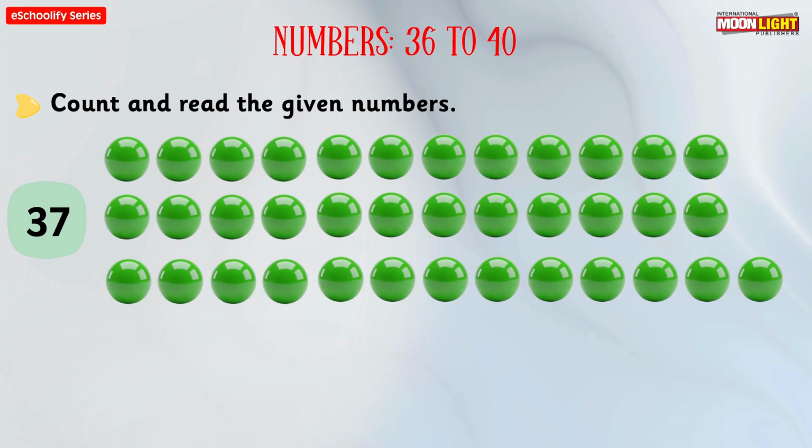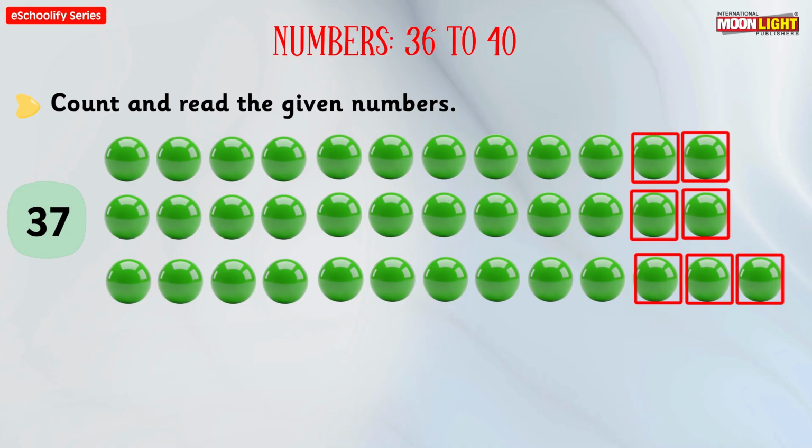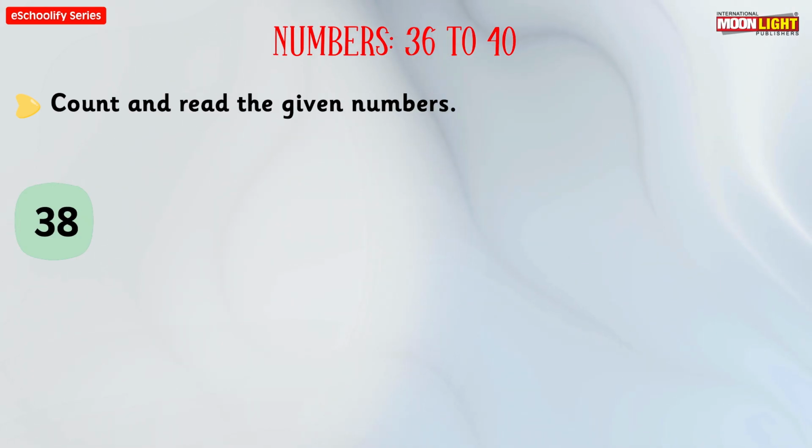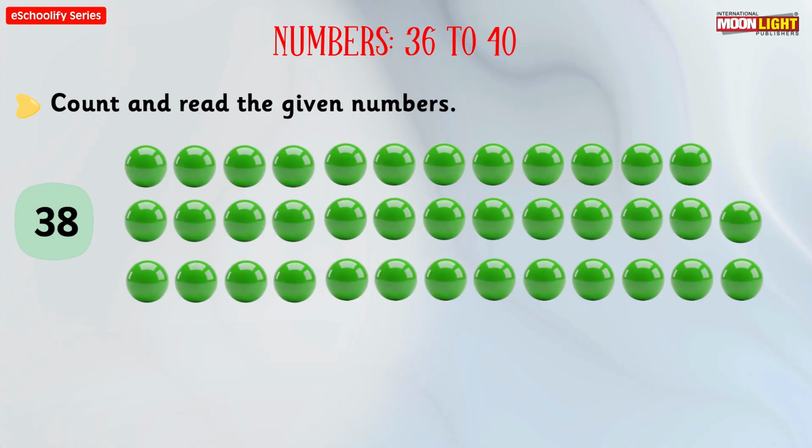Now count with me how many ones are there. 1, 2, 3, 4, 5, 6, 7. 7 ones. 37. Next number is 38. How many tens are there? Look over here. 3 tens.